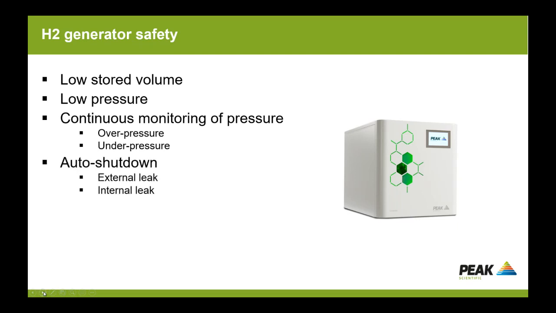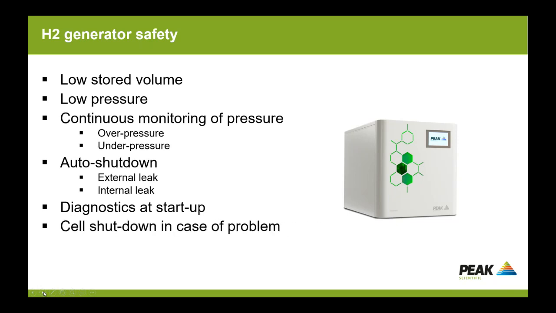And in the event that anything were to go wrong in the hydrogen generator, then it has auto shutdown features for both internal leaks and external leaks. And when we start up the generator, it will perform a pressure decay test to make sure that there are no internal leaks before we supply gas to our GC. And if there was a significant issue with the production of hydrogen, we would shut down the cell to make sure that there is no risk of continuing to produce hydrogen and supply this into the lab.